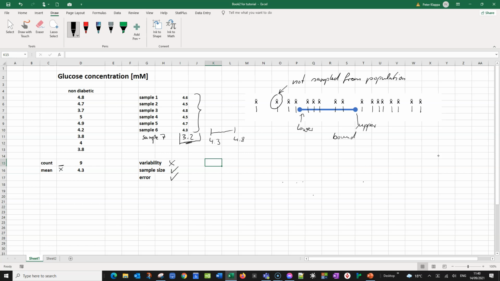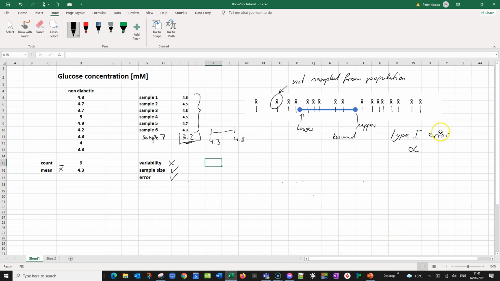But in fact, it is sampled from the population, because it's just a sort of freak occurrence that I've got this very small sample mean. So I would make an error here by excluding this sample. It does belong to it. It's just that my confidence interval is too small. And this is actually called a type 1 error. Type 1 error: I exclude the sample, although it's part of the population. This is very often abbreviated with an alpha sign. So that's a type 1 error.